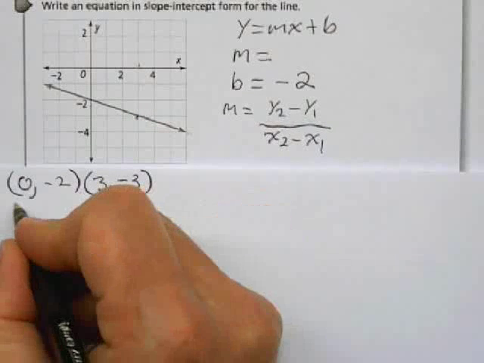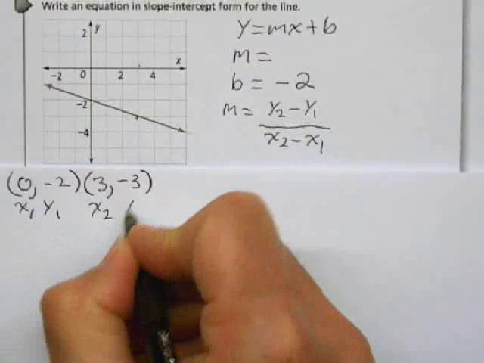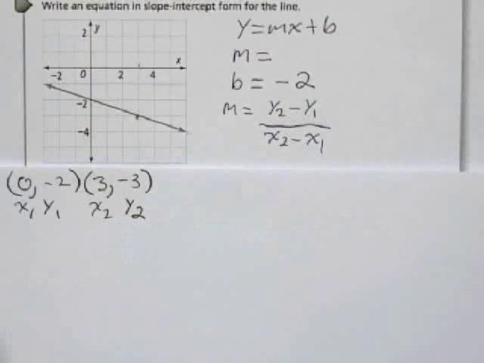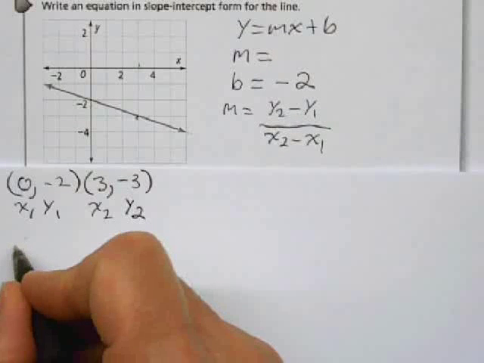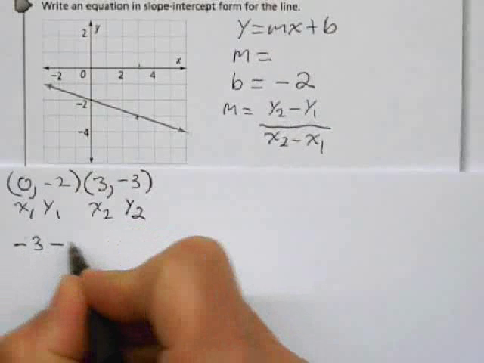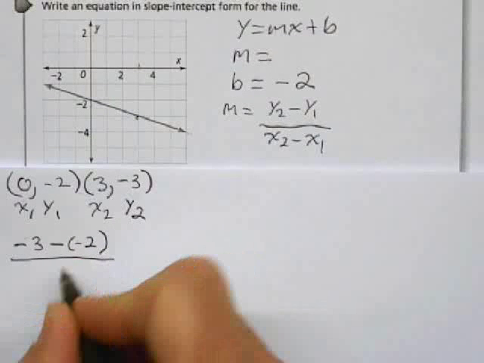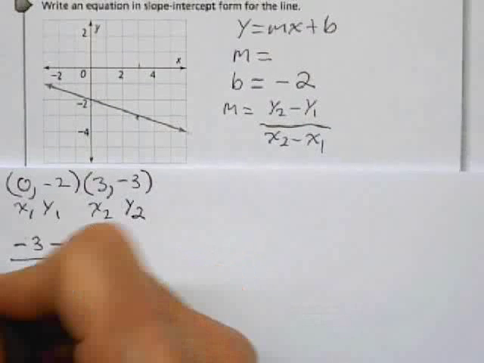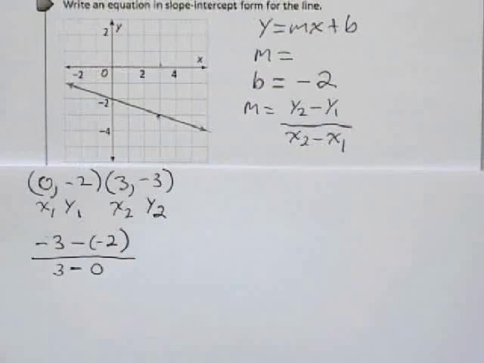All right, I'm going to label this as x1 and y1, and x2 and y2. And notice every time you've seen me do this, I label my points so I don't get them confused. And now I'm going to plug this into the formula, and I'm going to do that right here. So this would become -3 minus -2 all over 3 minus 0. So let's see, I'm going to slide this over a bit so we can get all this in here.